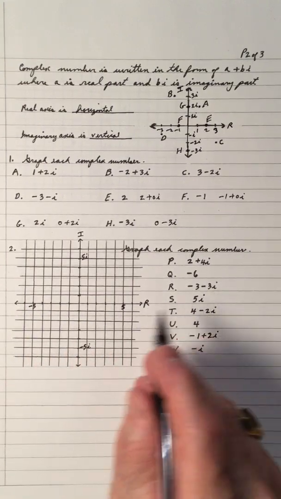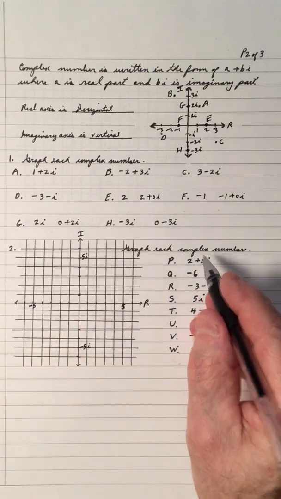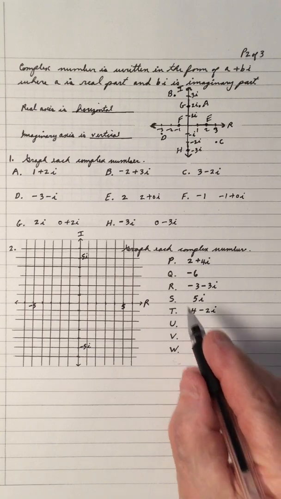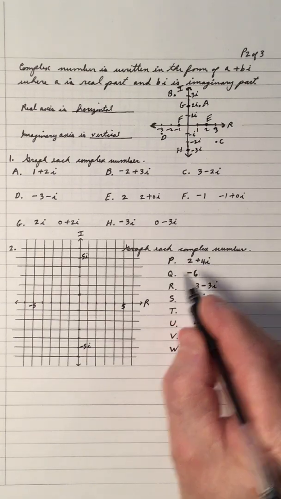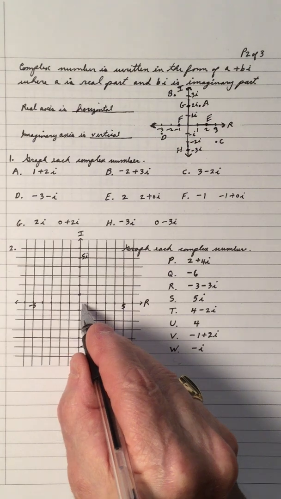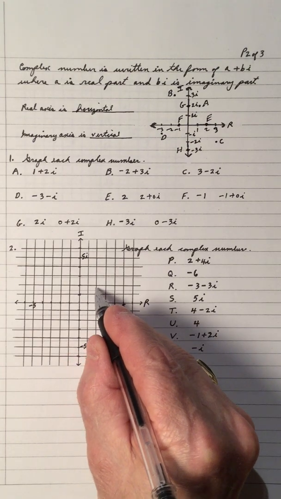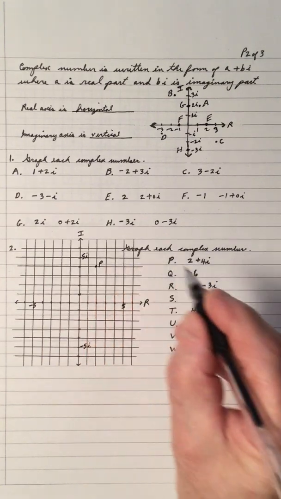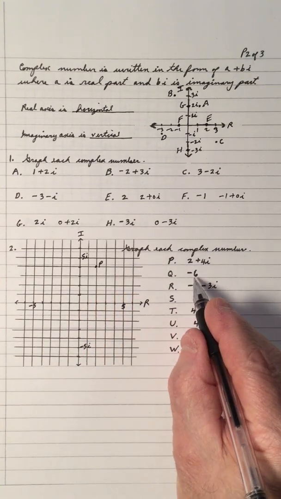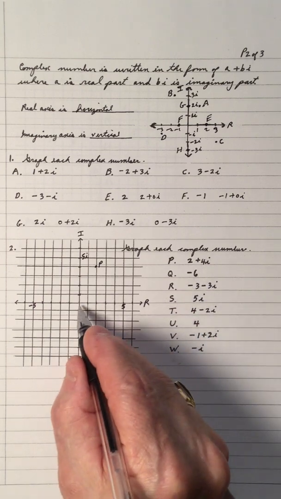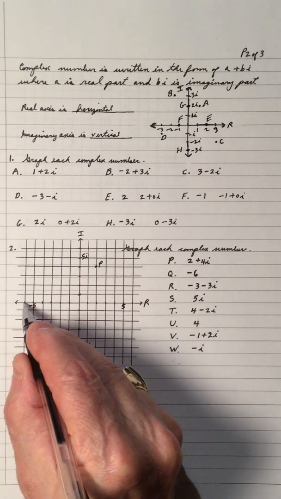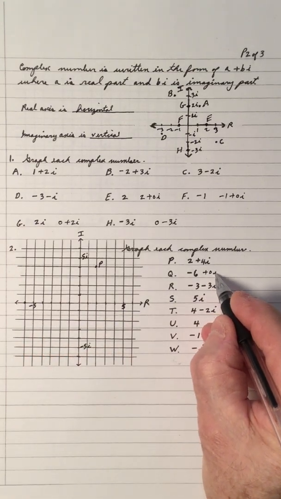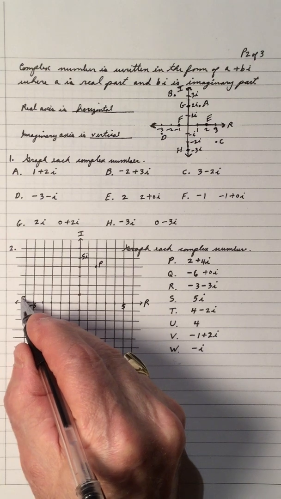So, again, if you have your graph set up, plot each of these, and when you've got them all plotted, press play to see if you're right. P, 2 plus 4i. So 2 is on the real, and 4i, 1, 2, 3, 4, right there is P. Q is -6. -6 on the real is right there, and there's no imaginary. So that's Q.